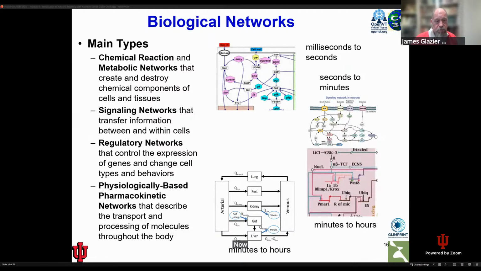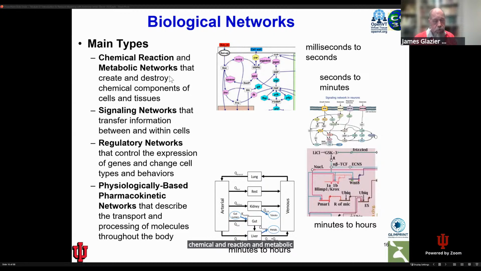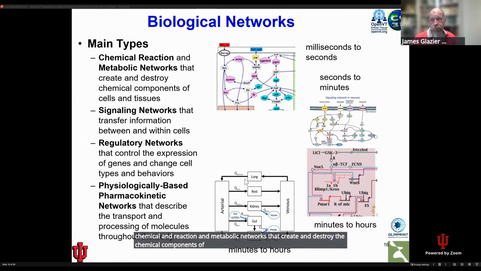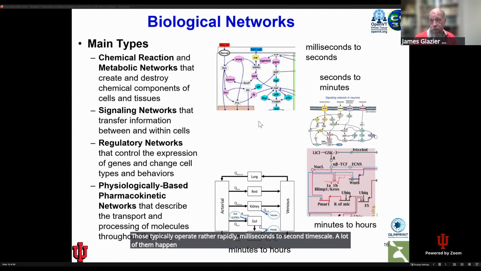Now I'm going to back off and talk a little bit about networks, quantitative networks, in a biological context, and then how to implement them. There are a number of different kinds of biological networks that are important, quite a few really. Chemical, reaction and metabolic networks create and destroy the chemical components of cells and tissues. These would be things like enzymatic reactions, synthesis reactions. Those typically operate rather rapidly, milliseconds to second timescale. A lot of them happen inside of mitochondria.